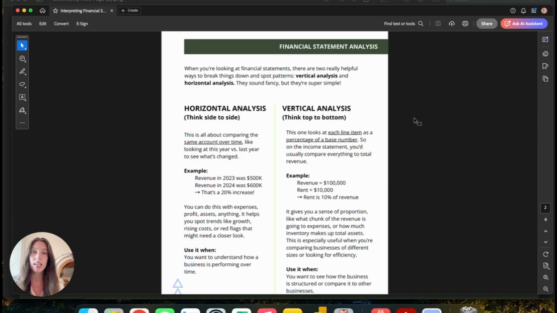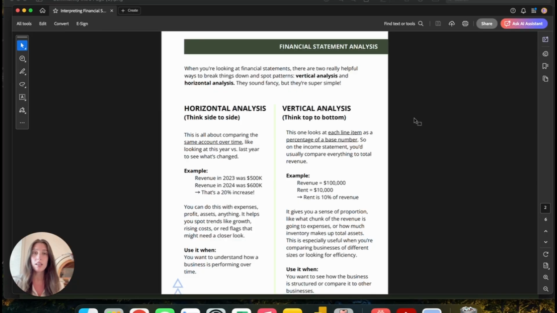The second way to analyze these financial statements is vertical analysis. So think of this like top to bottom. You're looking at one period and you're comparing one line item to the other. So for example, if revenue is $100,000 and rent is $10,000, then you know that rent is 10% of revenue. And you can do this for other overhead expenses or cost of goods sold.